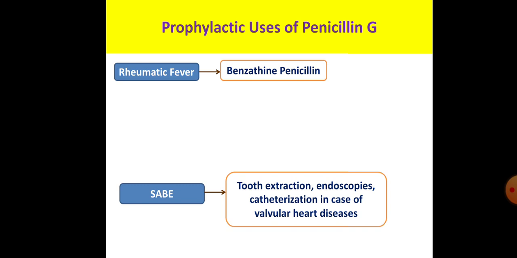So these are the two prophylactic uses of penicillin G. One is for the prevention of rheumatic fever, and second is for the prevention of subacute bacterial endocarditis.